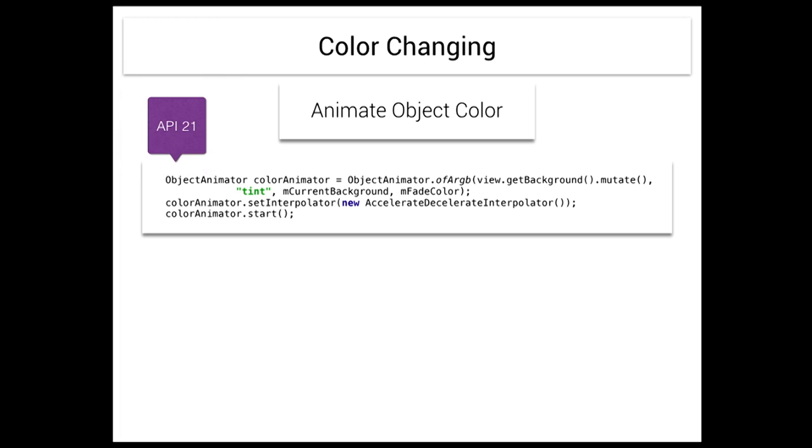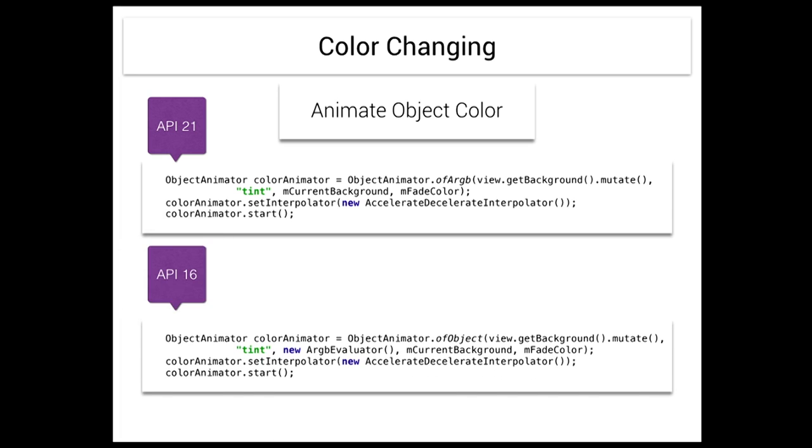There is one caveat to this. This is API 21, but that's not a big deal. You can do the exact same thing in API 16 and above. All you have to do is instead of saying ofArgb, you just have to give it a new ArgbEvaluator. So API 21 just has some syntactic sugar for that.